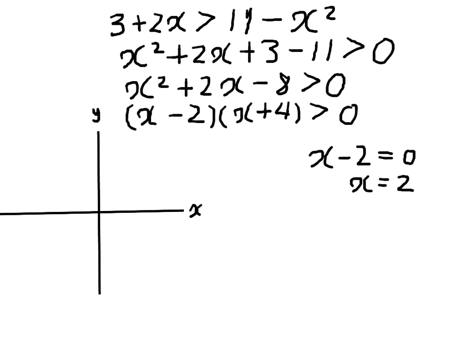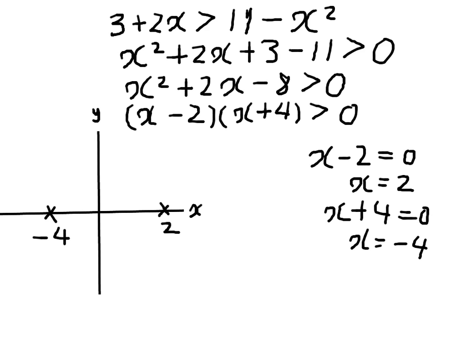So I'm going to mark the axis where is x equals to 2. And x plus 4 must be 0. So x must be minus 4. Okay, so now I know where the graph crosses x-axis. And I know the shape of the quadratic because the coefficient of x squared term is 1, positive 1. So it's going to be a U-shaped graph, like so.